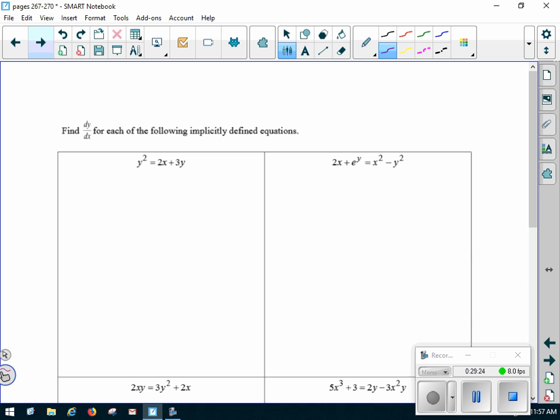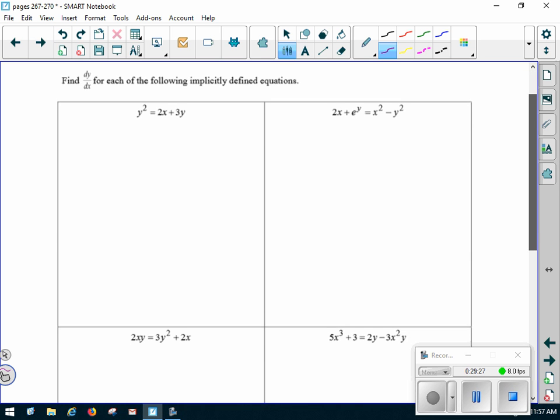I would like for us to do, let's do this one right here. Yeah, I want to do the second one because Nathan and Daisy won't be here, and I want them to see one with an e in it. We're going to find dy dx. Okay, go. 2 plus.